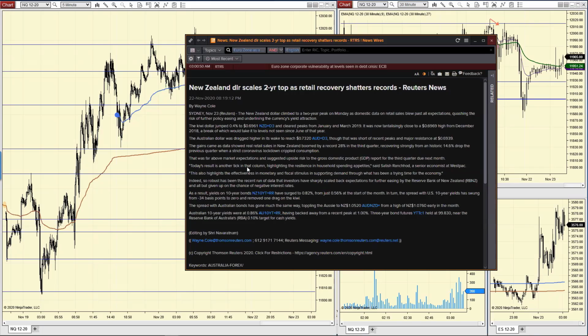Today's result is another tick in that column, highlighting the resilience of the household spending appetite, said Satish Ranchhod. Also highlights the effectiveness of monetary and fiscal stimulus in supporting the demand through what has been a trying time for the economy. Indeed, so robust has been the recent run of data, investors have sharply scaled back expectations for further easing by the RBNZ.